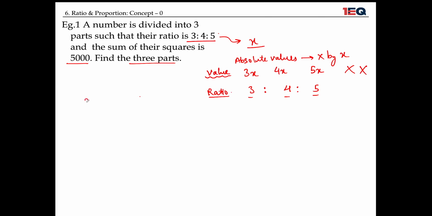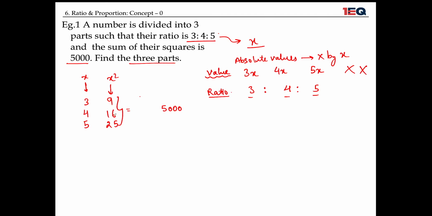So let's assume there are three numbers, 3, 4 and 5. The sum of their squares in real terms, or in absolute value, is 5000. These are the ratios of the numbers. We need to first find out the squares of the numbers. Let's assume that this is x. I'm not going to use it, I'm just showing it to you. And this is x square. 3 square is 9, 4 square is 16, and 5 square is 25. It says the sum of all these is equal to 5000.